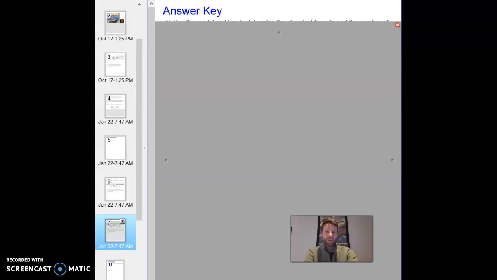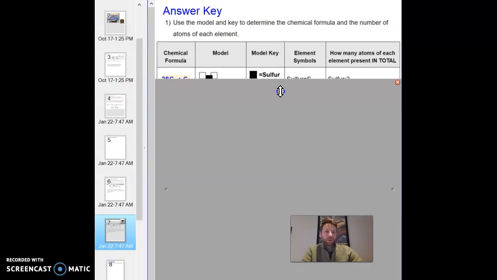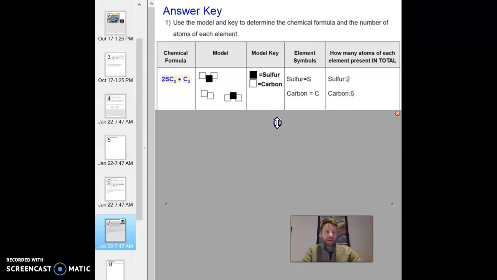Okay, at this point, we're going to go through the check for understanding. The first question asks you to work backwards from a model and a key to figure out the chemical formula. Well, using this model, you should have figured out the chemical formula was 2SC2 plus C2. Now, quick note in terms of grading. If you put 2C2S plus C2, that's correct.